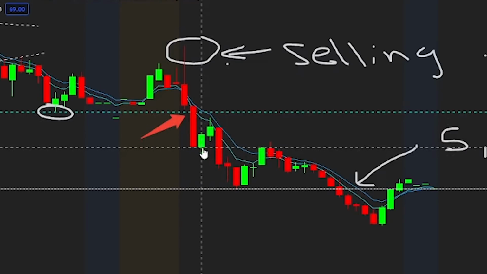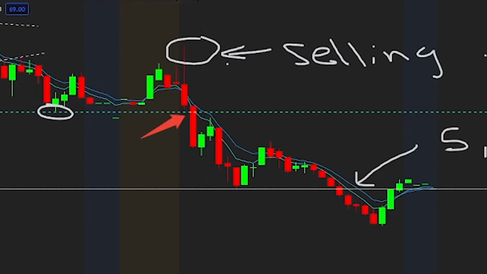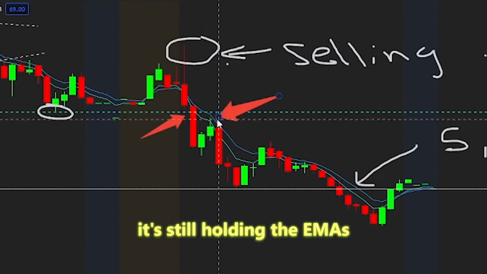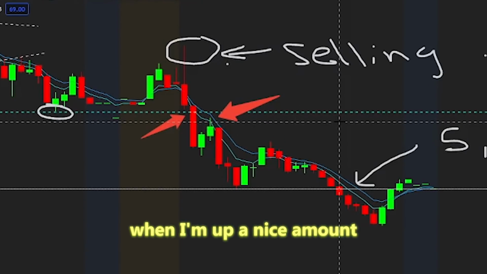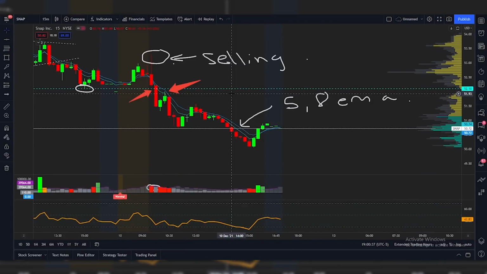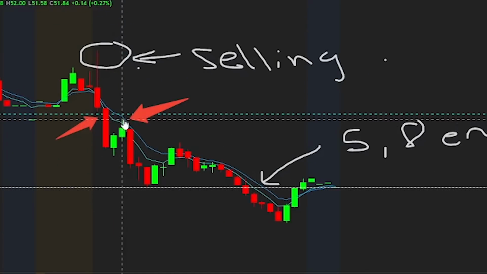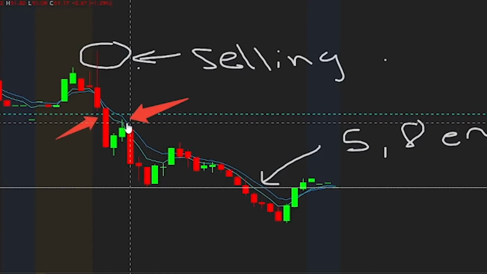You get a nice move here. This candle opens red, starts bouncing, right? The reason I stay in the trade is because you guys can see it's still holding the EMAs, so it's rejecting off the EMAs. I only usually look to exit when I'm up a nice amount and the stock looks extended, right? Or when it pulls back to the EMAs, this is when I add more. So this is where I added half position. Since it's Friday 0 DTEs, I'm going in with lighter size.